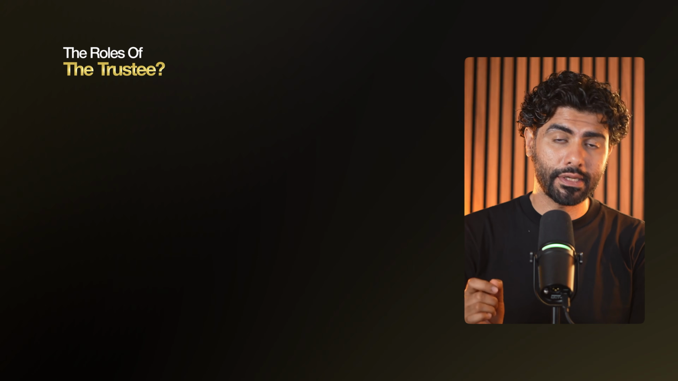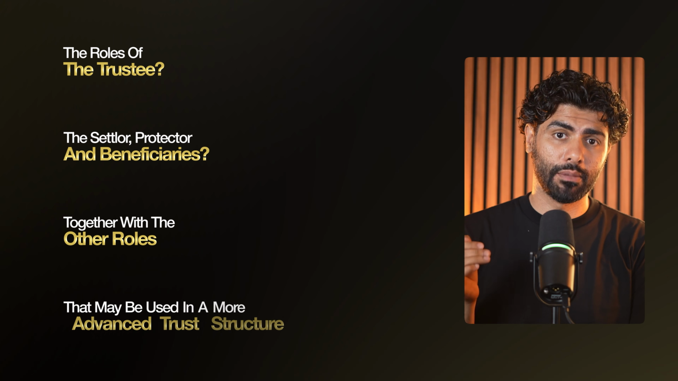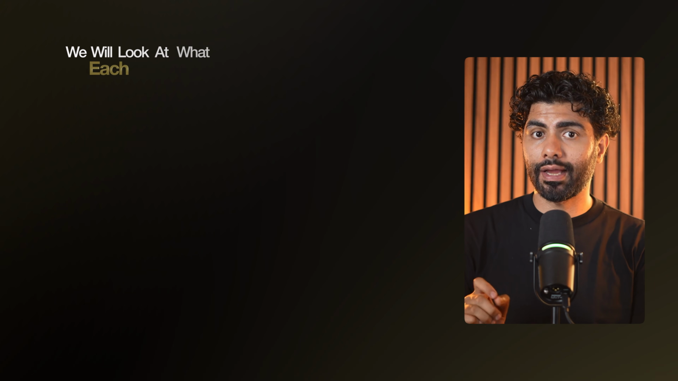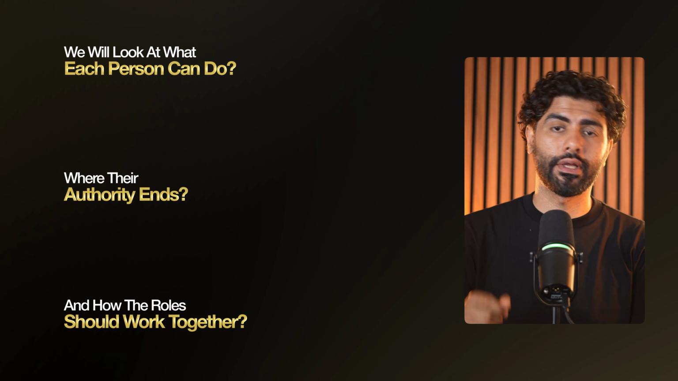And in this video, I'm going to explain the roles of the trustee, the settlor, protector, and beneficiaries together with other roles that may be used in a more advanced trust structure. We will look at what each person can do, where their authority ends, and how the roles should work together. A trust is a legal relationship rather than a company. So the trust deed and the laws governing the trust determine how the structure operates.